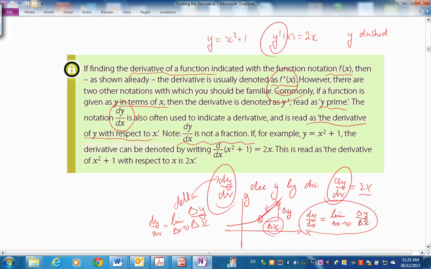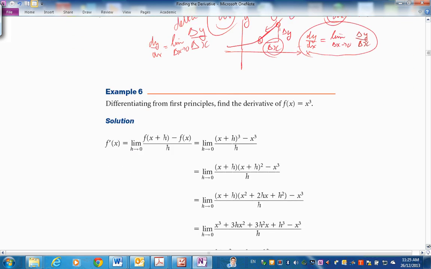Okay, so what do we got? Let's make a little summary here. We said it's called f dashed x, or it can be called y dashed, or it can be called dy by dx. All symbols for finding the derivative or the derived function, which will give us the slope of the tangent to the curve at any point, or the instantaneous rate of change. Okay, that's a lot of work to do that for every function, isn't it?